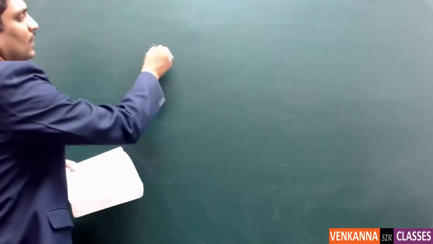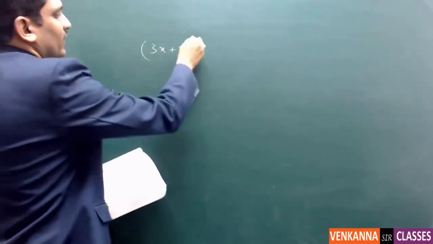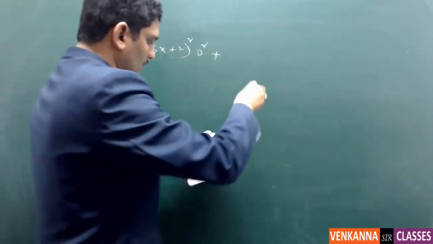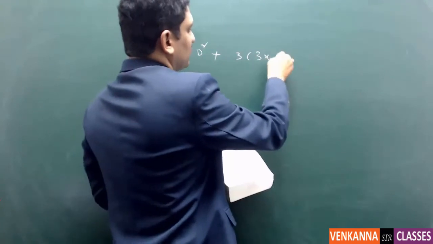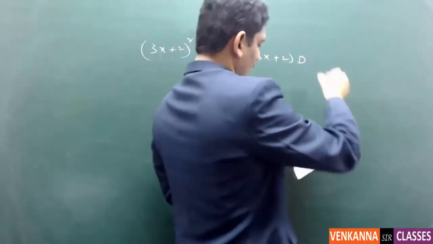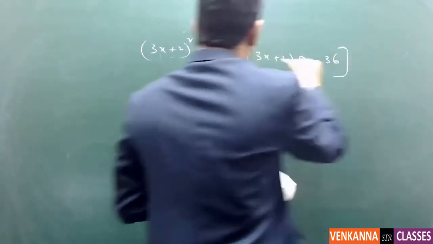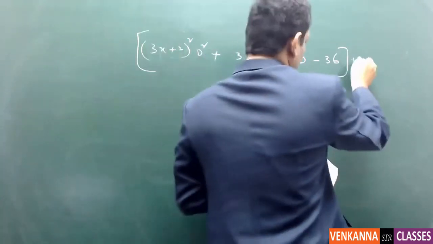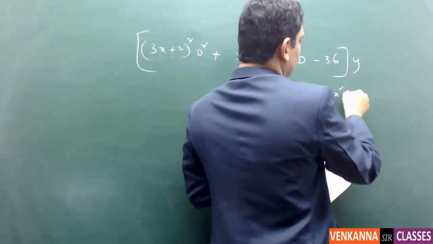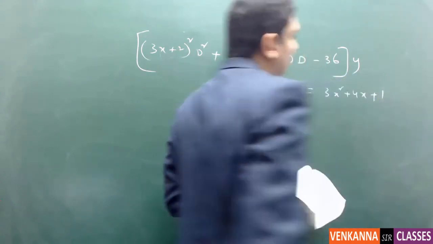So please note down the problem: 3x plus 2 whole square of d square plus 3 into 3x plus 2 into d minus 36 of y is equal to 3x square plus 4x plus 1.